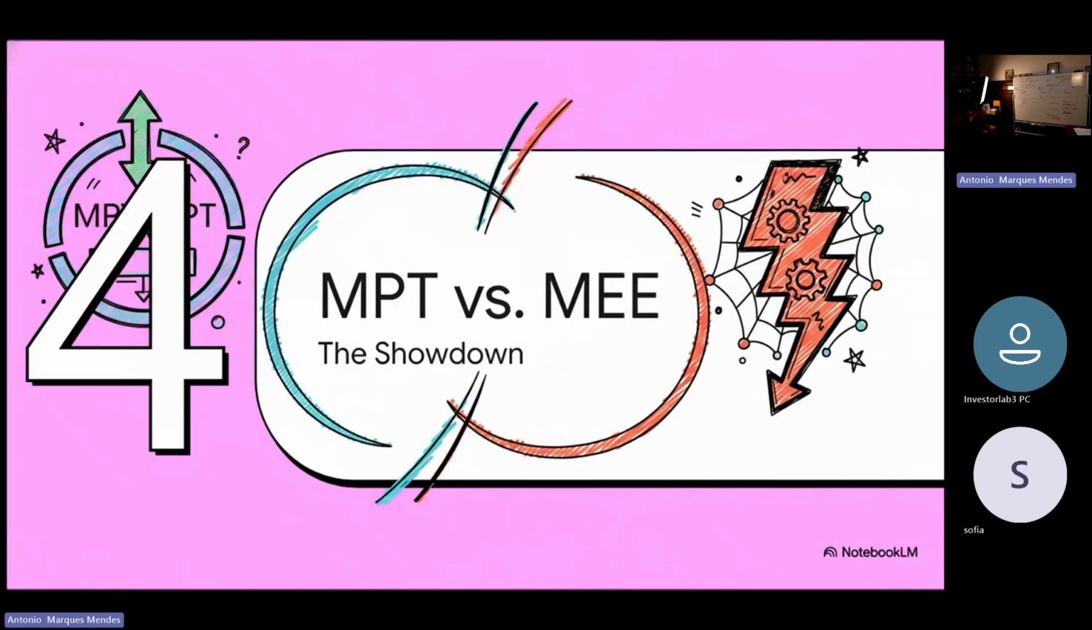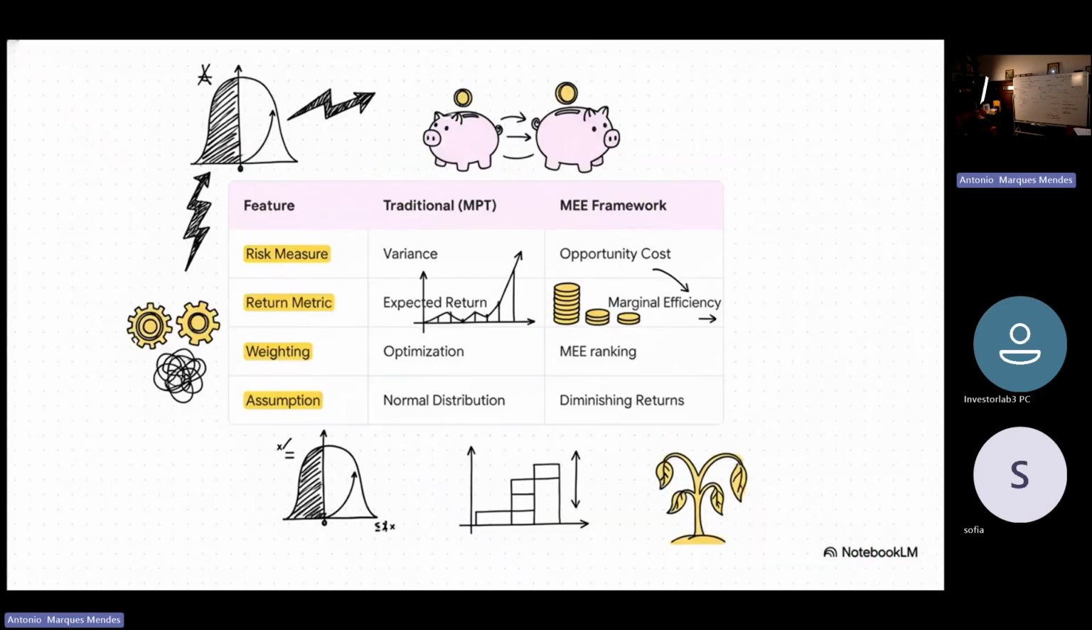All right, time for the main event: MPT versus MEE. Let's really put them head to head because we're talking about two frameworks that are at their very core completely and totally opposed. Let's just go down the list. Risk. MPT uses statistical variance. MEE uses something we all understand intuitively: opportunity cost, the return you're giving up by not investing in the next best thing. Returns. MPT is looking at historical averages.